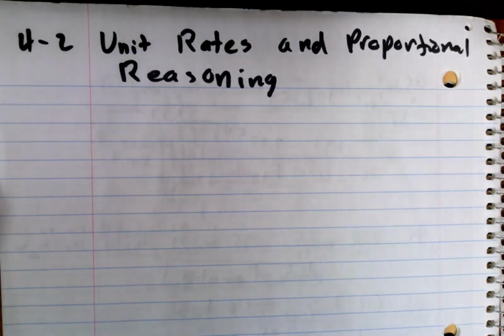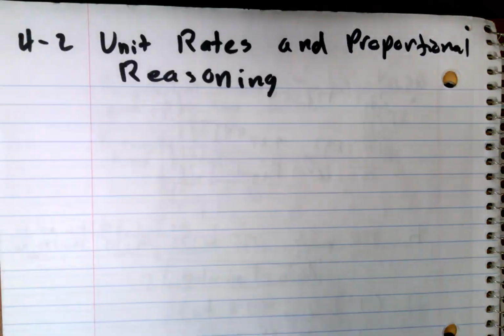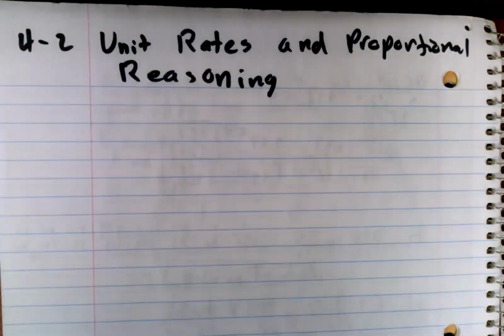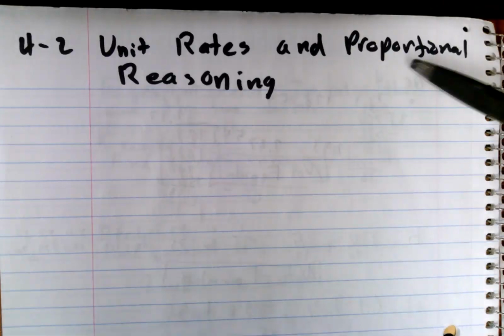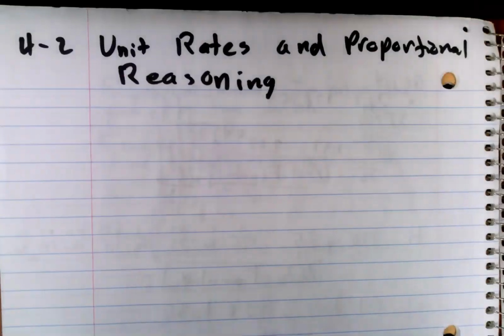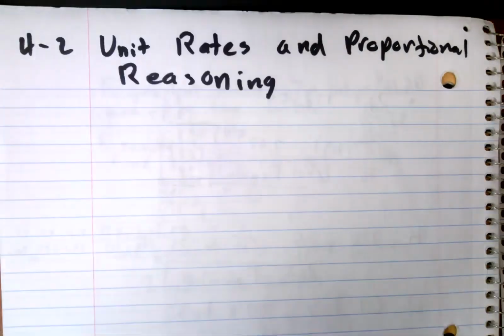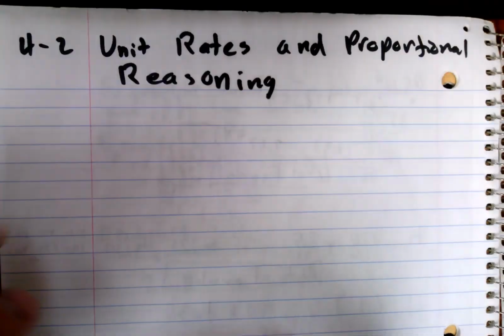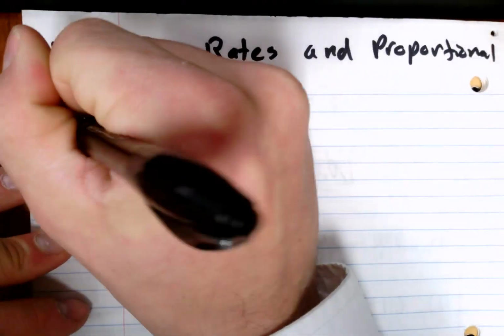Today we are going to work on Chapter 4, Section 2 on unit rates and proportional reasoning. We worked with ratios in Section 1, and now we're going to use those ratios to work with rates and proportional reasoning. And the first vocabulary term of the day is rate.